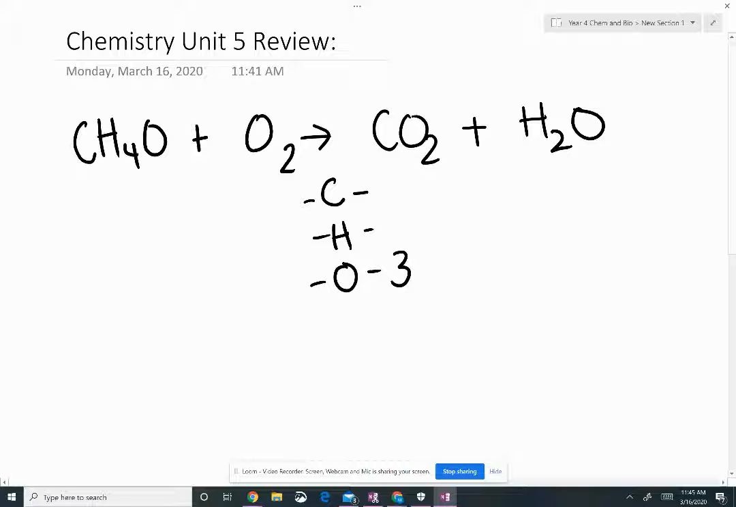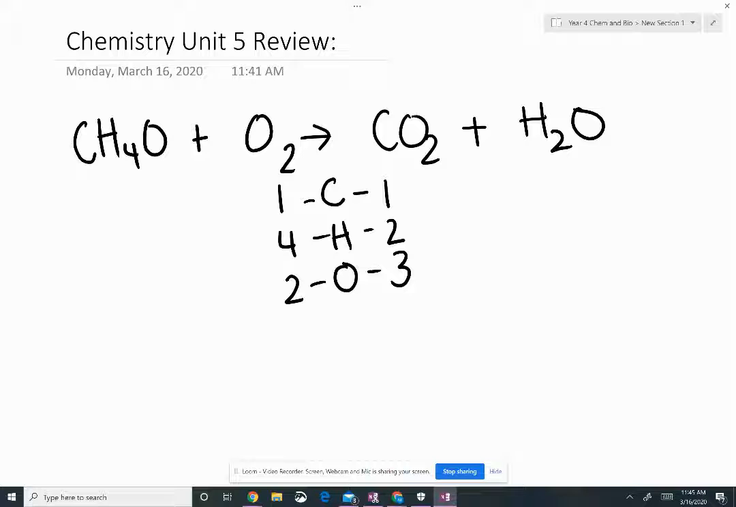On this side, I have 3 O's. On this side, I have 2 H's and 1 carbon. I have 1 carbon on this side, 4 hydrogens on this side, and 2 oxygens on this side. So you'll see right off the bat, I do have a lot to balance, right? I'm going to start off simply, with my hydrogens.